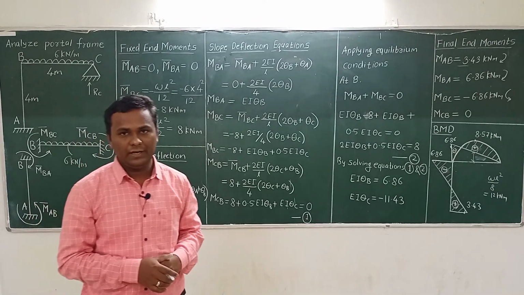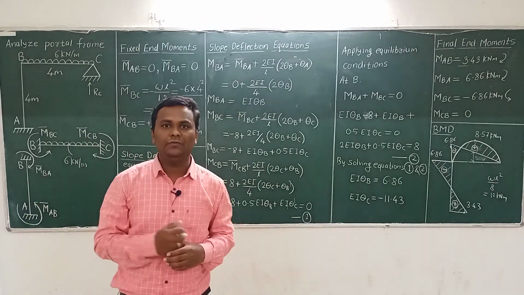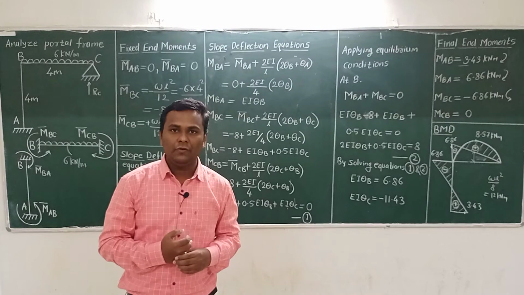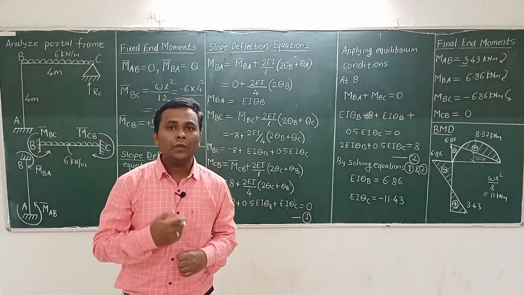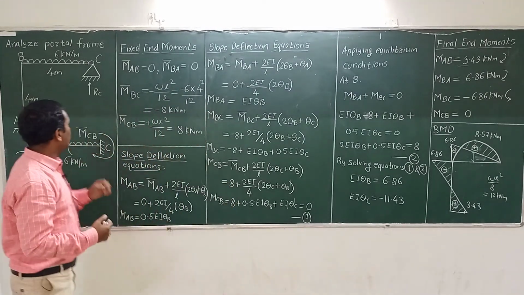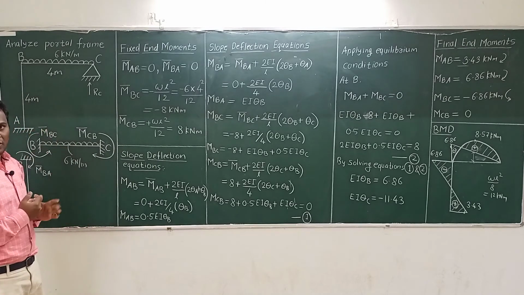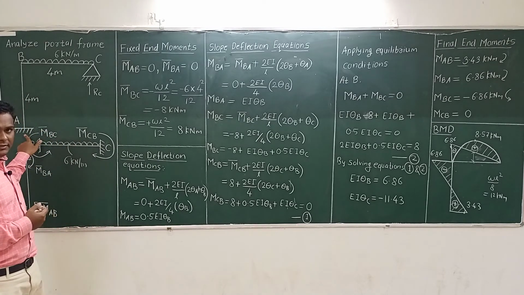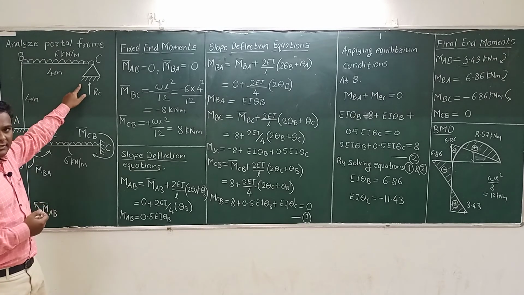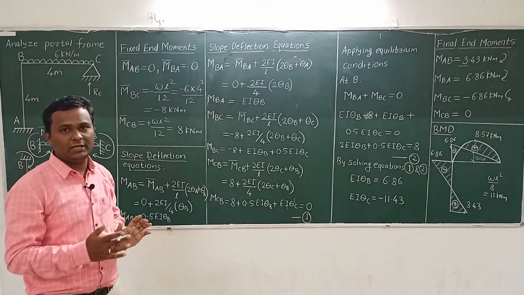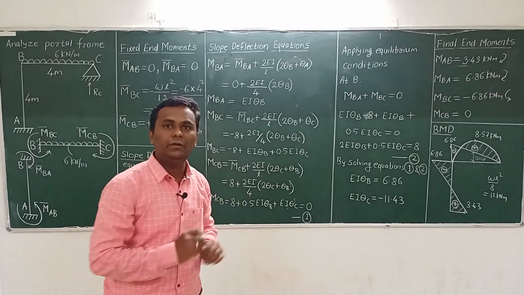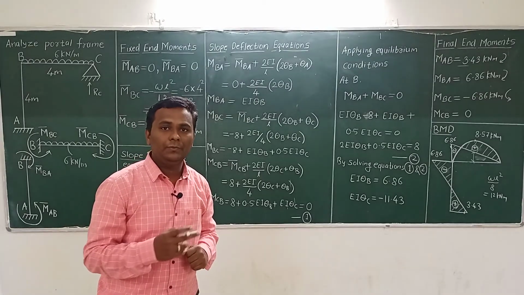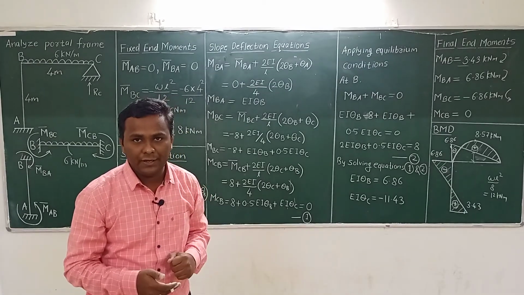Now here if you see this portal frame, basically it was a non-sway frame. Non-sway frame means the lateral deflection of this frame is not possible. Here in this case at end A this is a fixed support, and at C there is a hinge support, so there is no chance of lateral deflection of this portal frame. So basically it is a non-sway frame.